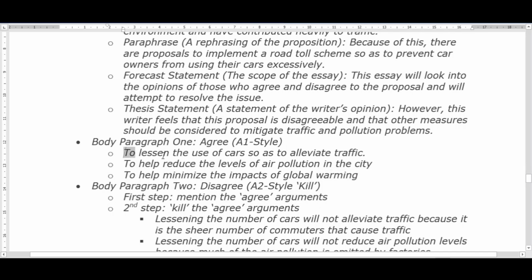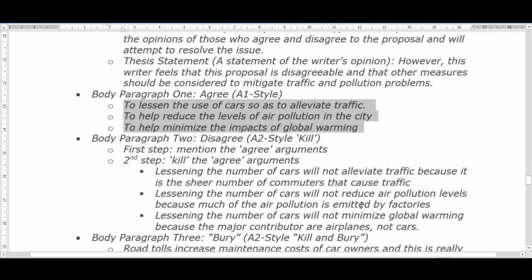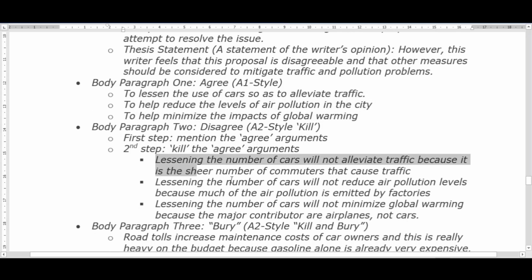So for all intents and purposes, this could really just be one paragraph, and then all your kill arguments are in another paragraph. My kill for this particular issue: to lessen the use of cars so as to alleviate traffic, some people say that, but this writer feels that lessening the number of cars will not alleviate traffic, because it is the sheer number of commuters that actually cause traffic, the sheer number of public transportation such as buses, for example, or other forms of public transportation. So for all intents and purposes, that has been killed already.